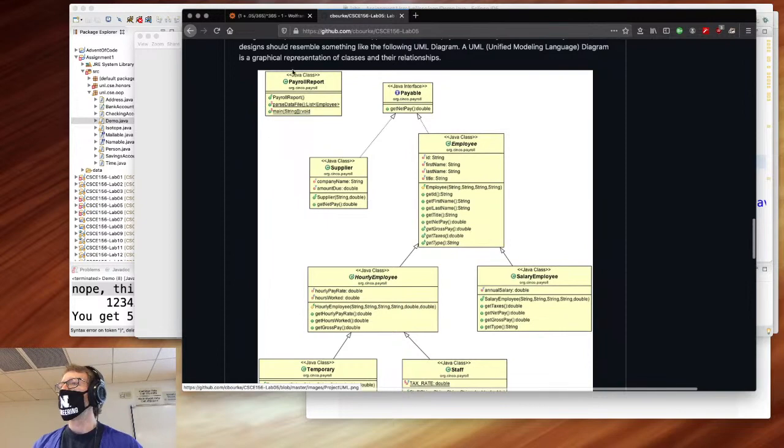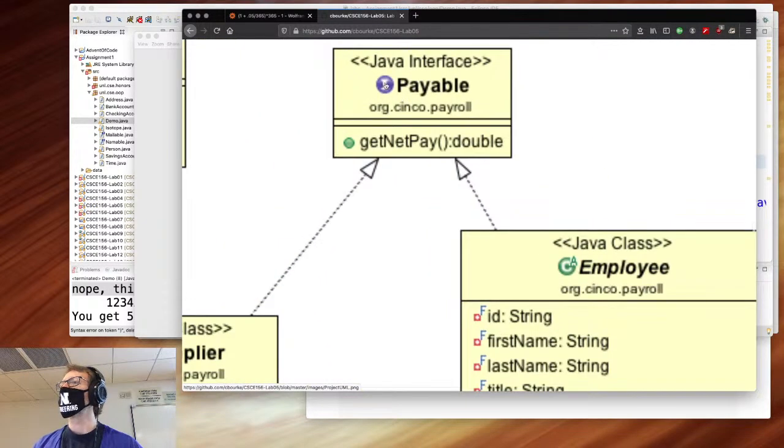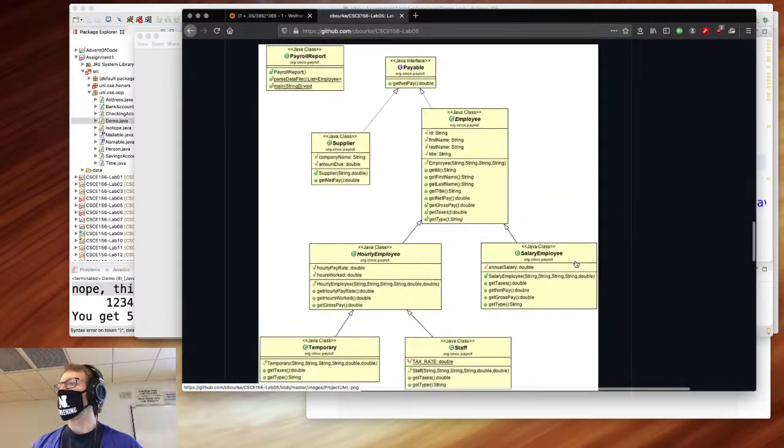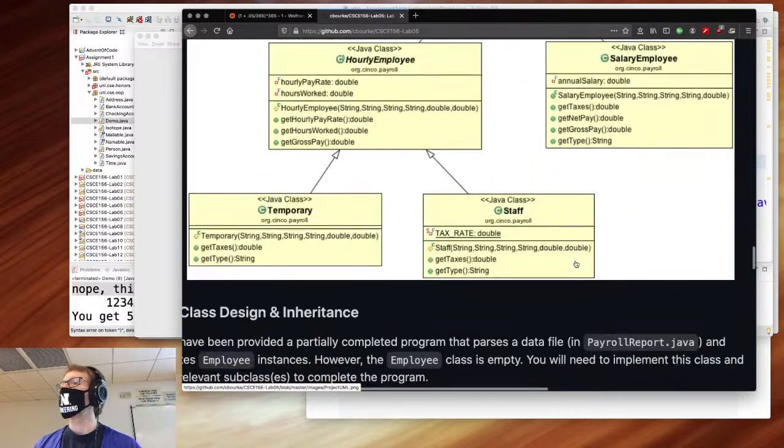Over here, we know that payable is an interface. Why? Because it's this I here. This is an abstract class. Why? C for class, A for abstract. Right? So if you follow the hierarchy, then it should look something like this.